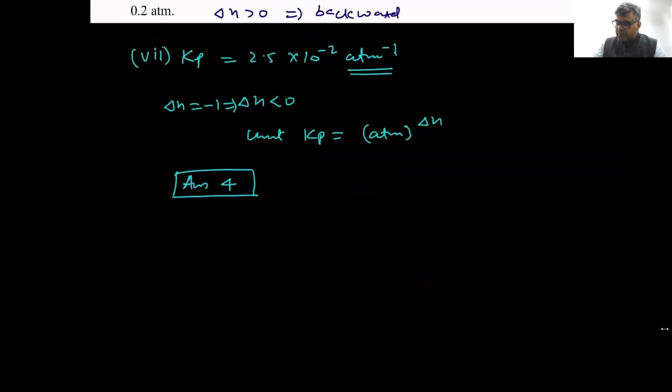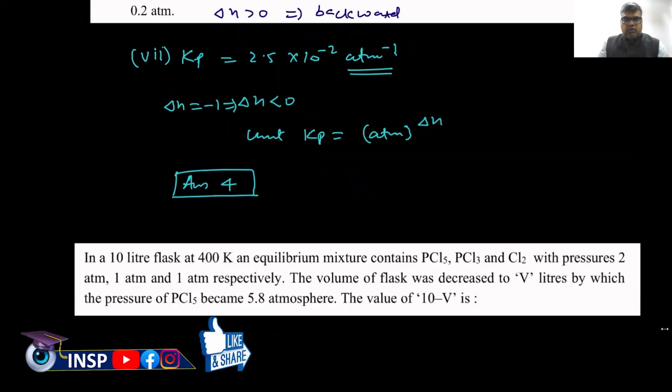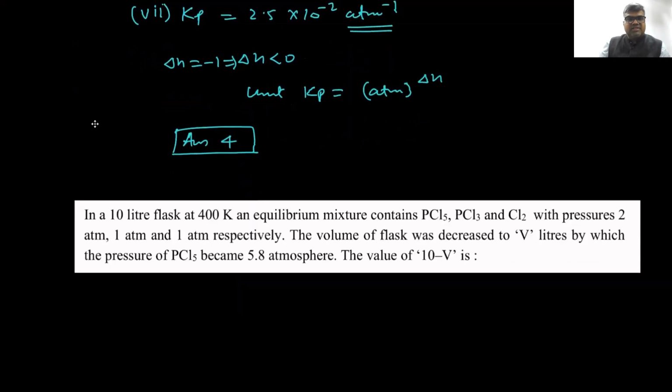This is also a very beautiful problem. Just check it carefully. In the question, it's given that in a 10-liter flask at 400 Kelvin, the equilibrium mixture contains PCl5, PCl3, and Cl2 at a pressure of 2 atmosphere, 1 atmosphere, and 1 atmosphere respectively. The volume of the flask was decreased to V liters, by which the pressure of PCl5 becomes 5.8 atmosphere. The value of 10 minus V is asked.